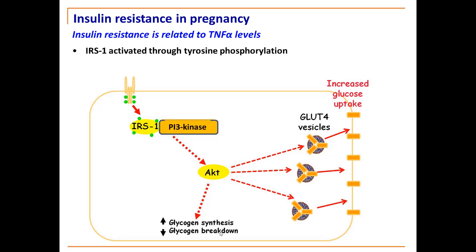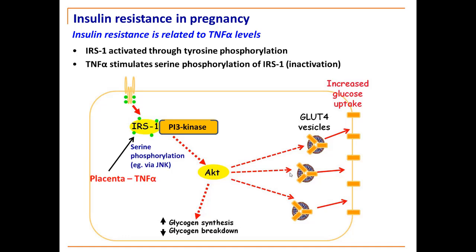So remembering what's happened, here's our little diagram where we have activation of the insulin receptor, activating insulin receptor substrate, and then all these downstream pathways leading to an increase in glycogen synthesis, a drop in glycogen breakdown, and GLUT4 transport to the cell surface in adipose tissue and skeletal muscle. Remember, IRS1 is activated through tyrosine phosphorylation. So what tumor necrosis factor alpha, or TNF-alpha, does is stimulate serine phosphorylation of IRS1, and that basically inactivates it.